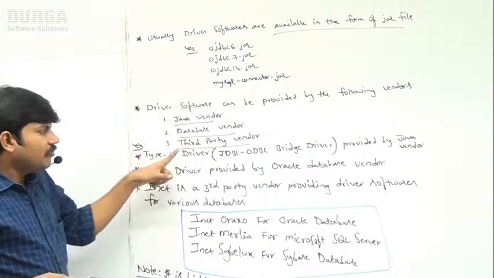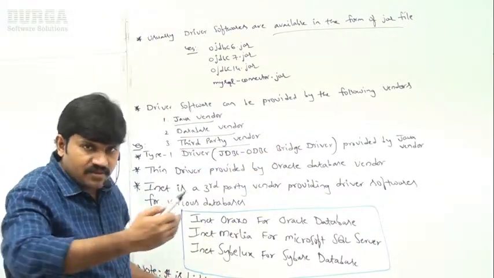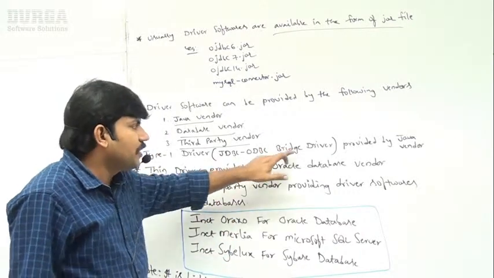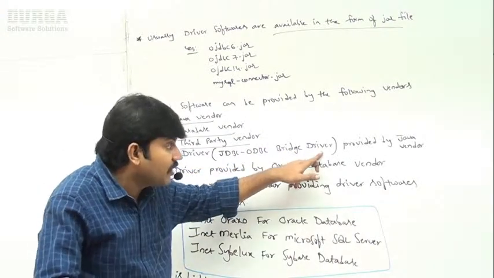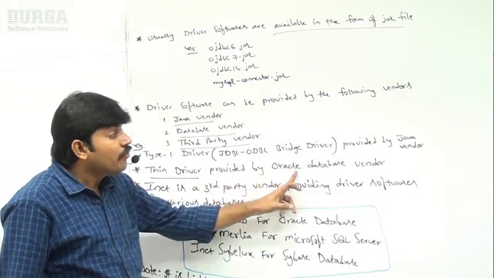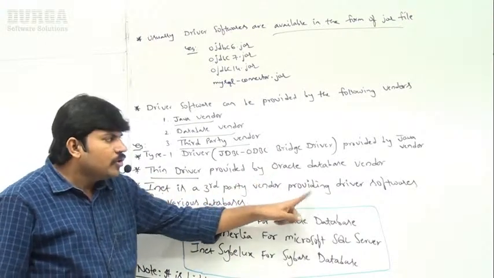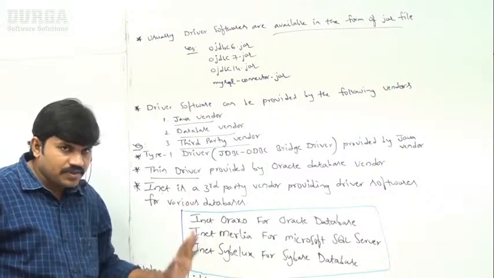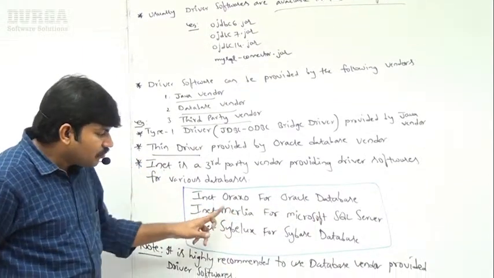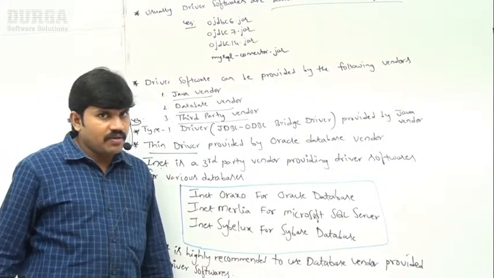Sir, for example, type 1 driver, which is also known as JDBC ODBC bridge driver. After this, the next topic is types of drivers only, where I will explain much more. JDBC ODBC bridge driver, also known as type 1 driver, is provided by Java vendor. Next, the thin driver is provided by Oracle database vendor. Remember. Next, iNet is a third party vendor providing driver softwares for various databases. Can you observe that? iNet Oracle for Oracle database, iNet Merlia for Microsoft SQL Server, iNet Cyblux for Sybase database, right? Everyone can understand.